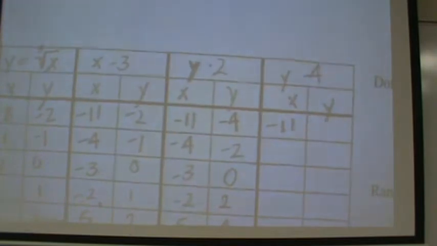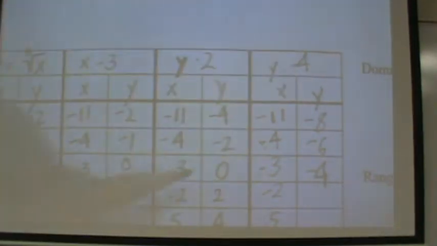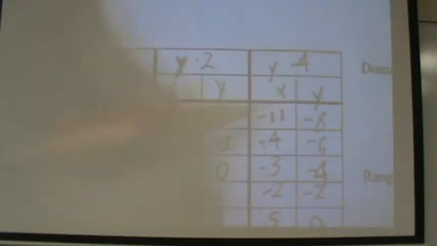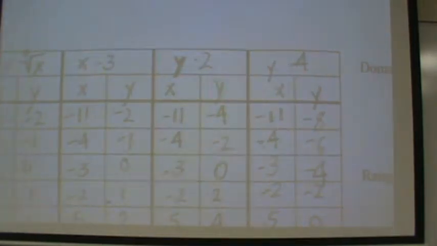I'm just going to bring your x's over. -11, -4, -3, 2, and 5. And then -4 minus 4 is going to be -8, -6, -4. -4 minus 2 is going to be -2. And then finally we have 0. -4 minus 4 is 0.